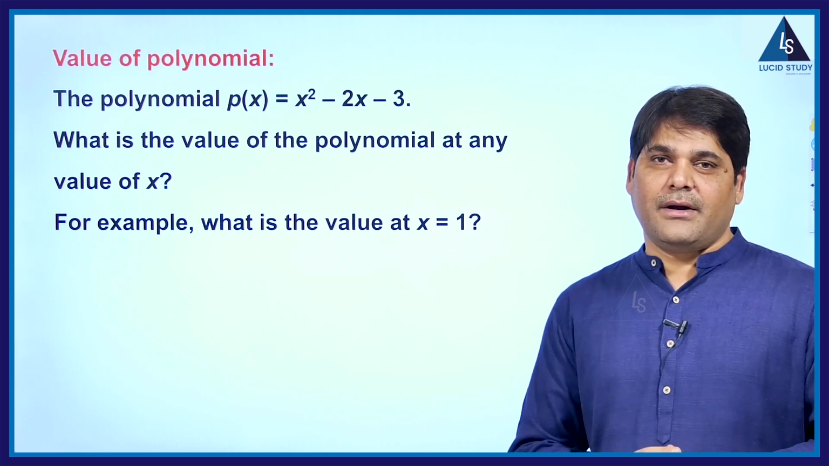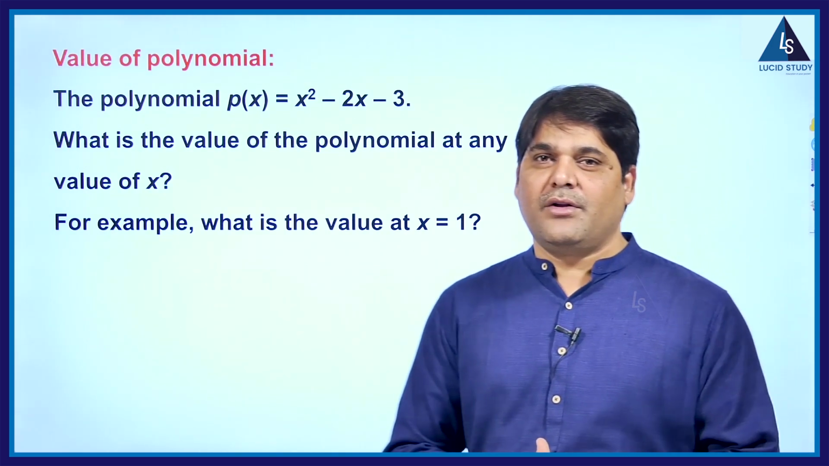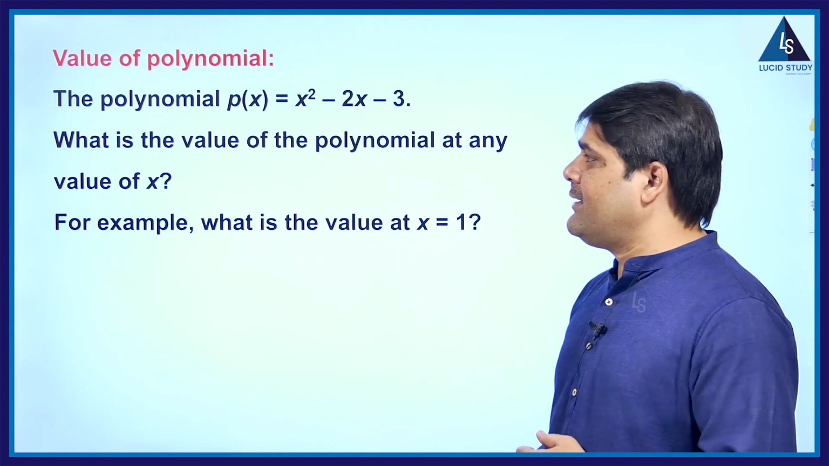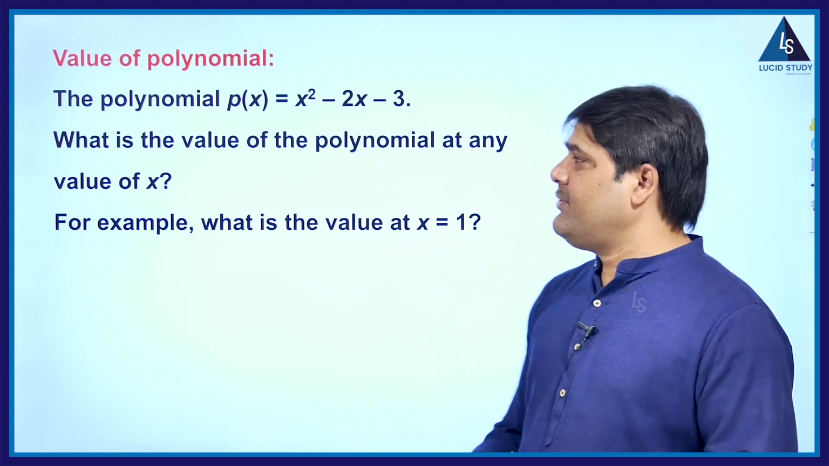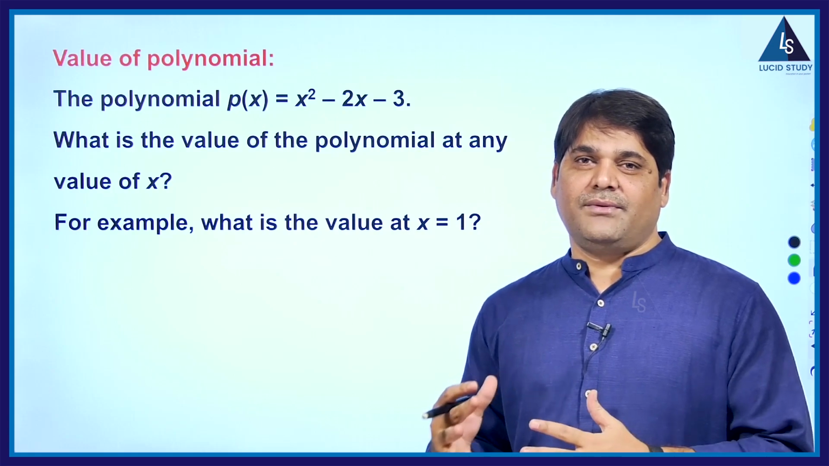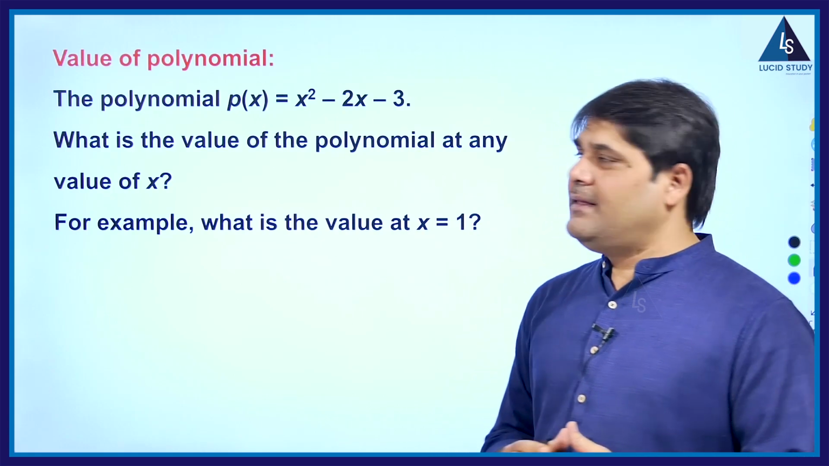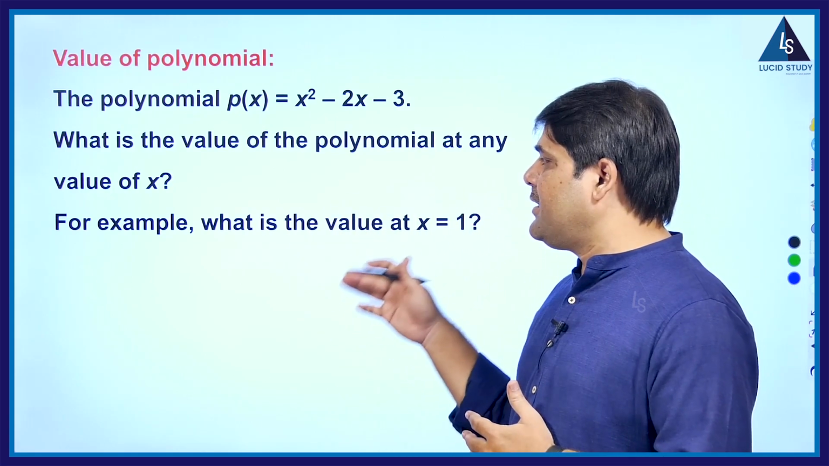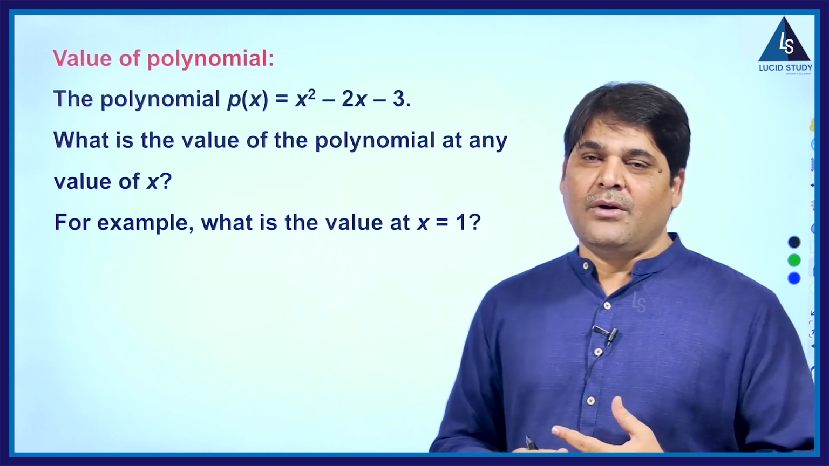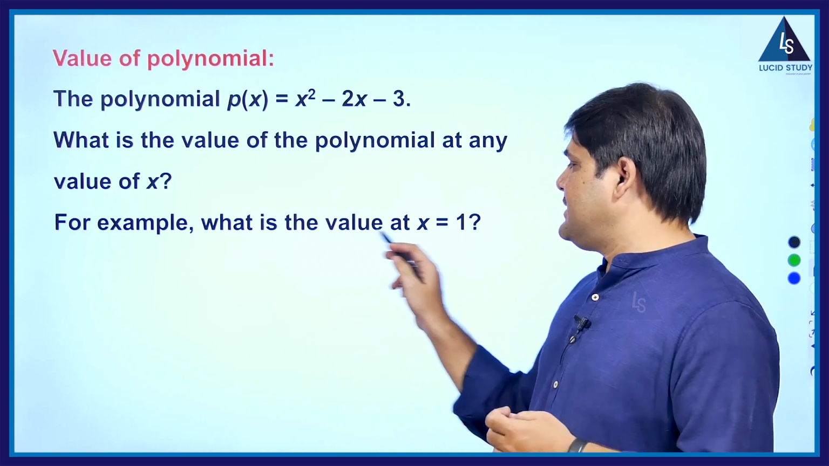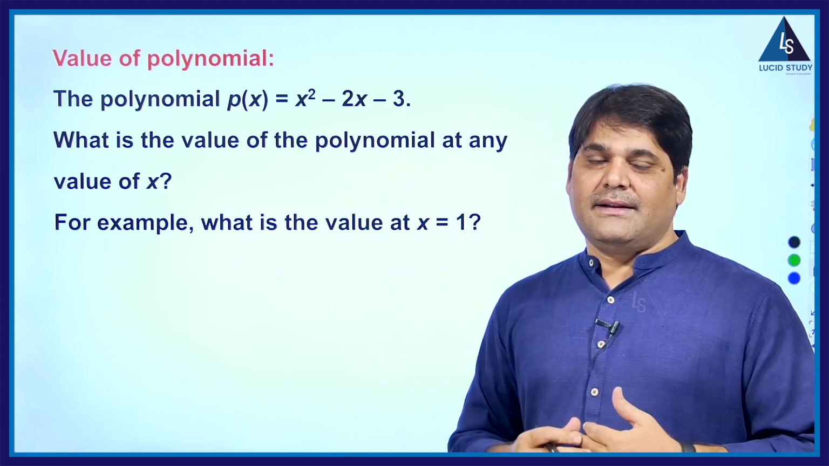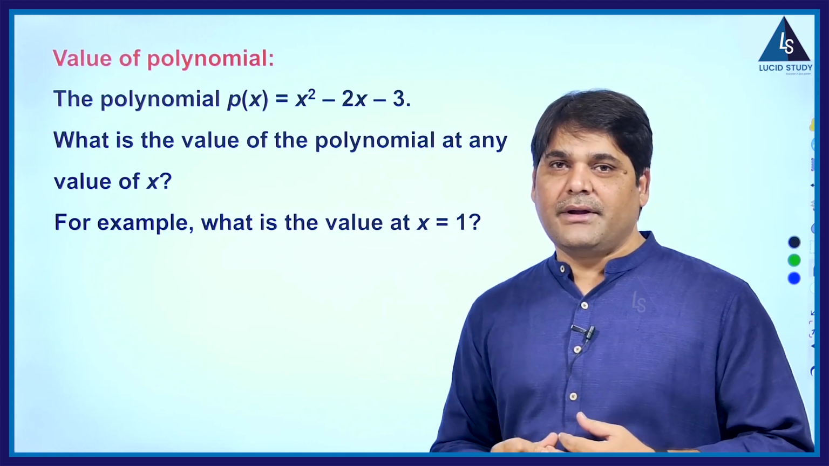Next, very important one, the value of a polynomial. What do you mean by the value of a polynomial? Suppose there is a polynomial given to you, that is p of x is equal to x square minus 2x minus 3. If you replace the x value with any other constant, then the value of the polynomial at that value is the p of x value. For example, let us take x is equal to 1. Let us substitute 1 in this polynomial and see what result we get.